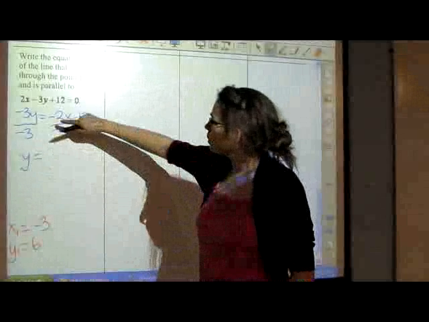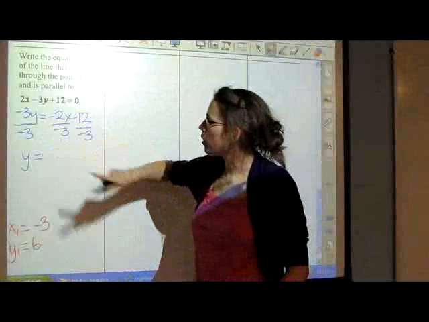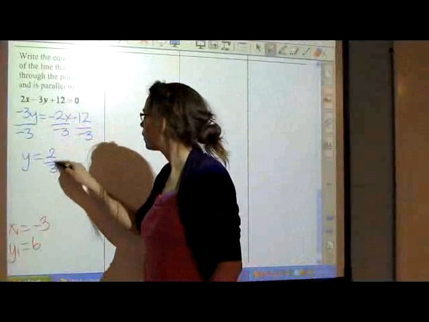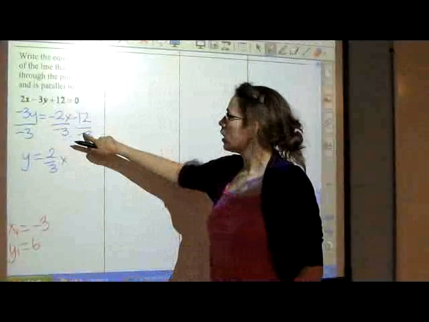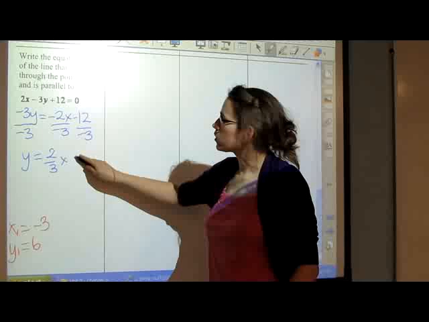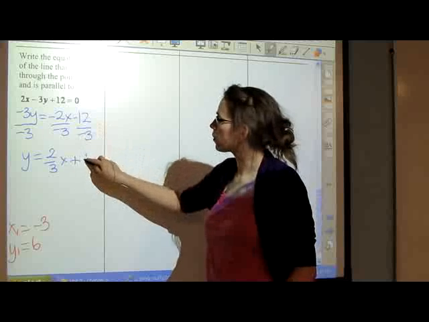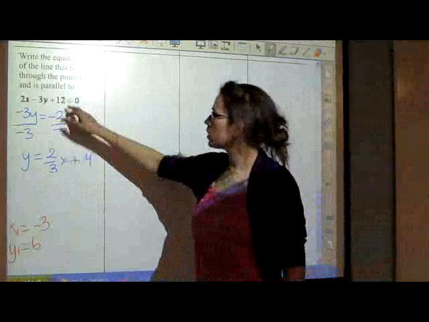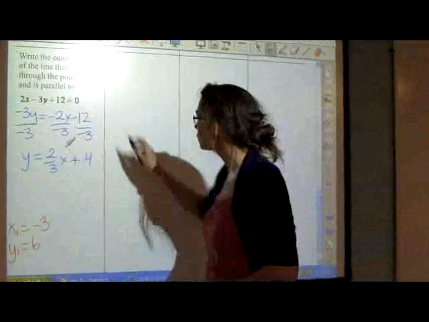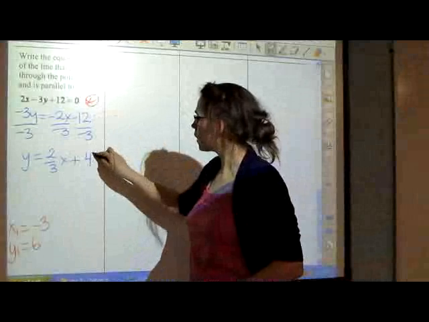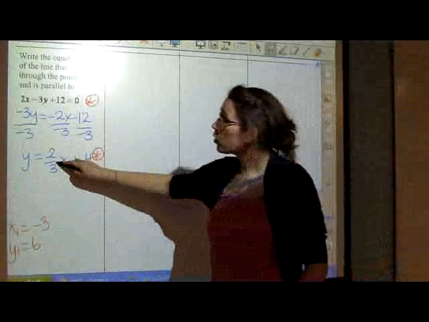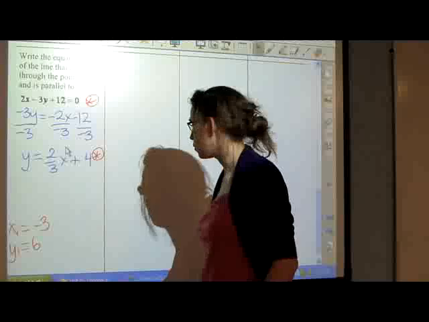Giving us y equals, well, a negative divided by a negative is a positive. 2 over 3 we can't reduce, so it just stays as 2/3. We have an x. Negative divided by a negative gives us a positive. 12 divided by 3 gives us 4. So this equation right here is the same thing as this equation down here. So the slope of this line is 2/3.